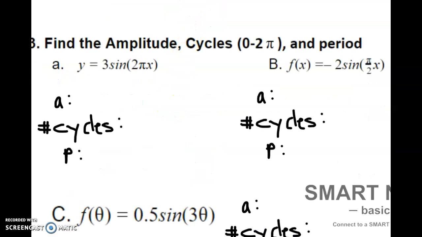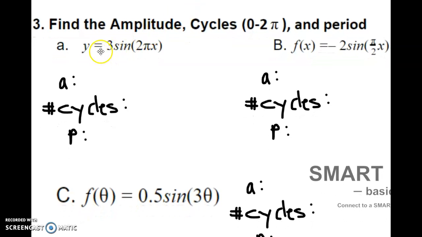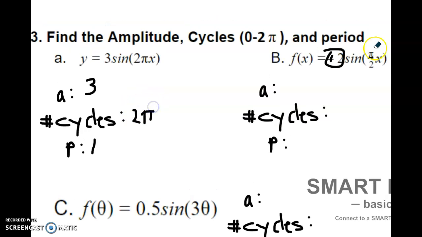How do you find the amplitude, the number of cycles, and the period? Well, look at this equation for part A. We have 3 sine 2 pi x. So, like you remember, we find the amplitude by looking at the coefficient in front of the trig function. So this time the amplitude is 3 units high. The number of cycles is the number in front of the x, so the number of cycles is 2 pi.